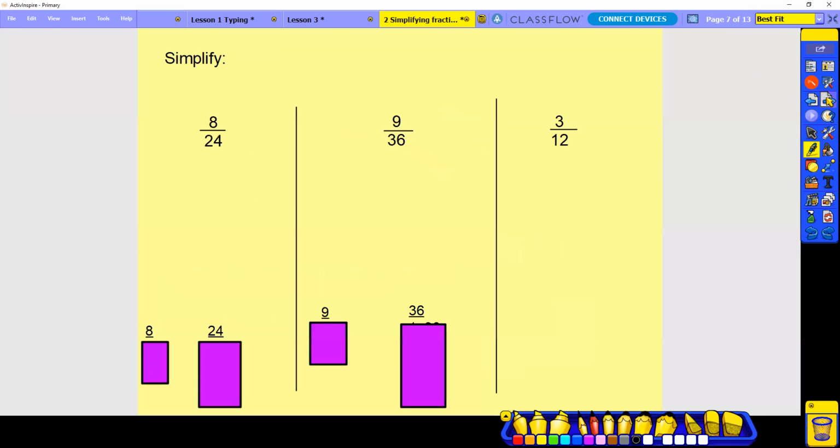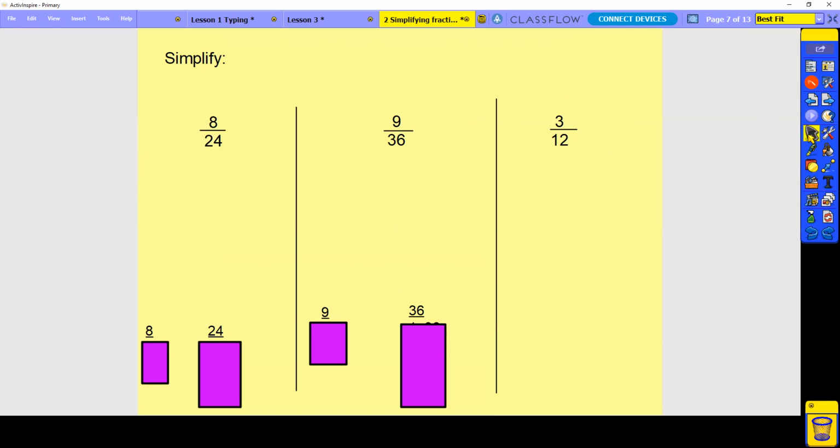Okay, right, let's look at the next question. So we've got a few here for you. We'll do the first one on the left now. I'll do that with you, and then I would like you to have another go at the second two. So this one here, we've got 8 over 24. The easiest way of doing this, just like we've done before, is to write the factors.